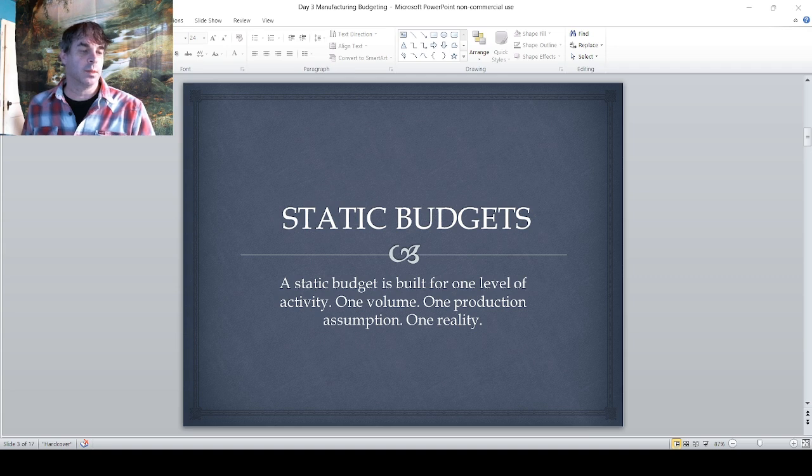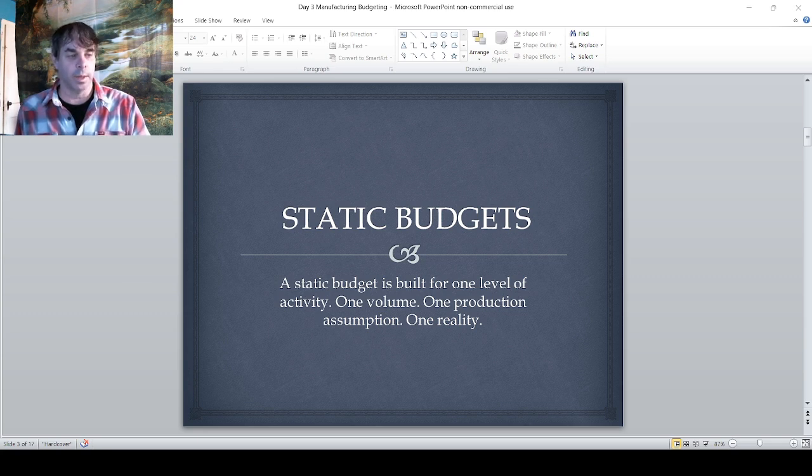So first, let's talk about static budgets. Static budgets are fixed budgets which are prepared before a period begins, based on expected production volume. They do not change even if your actual production volume is different. And why does this matter? In manufacturing, most costs change with production. Static budgets can misrepresent performance because they ignore volume variations.